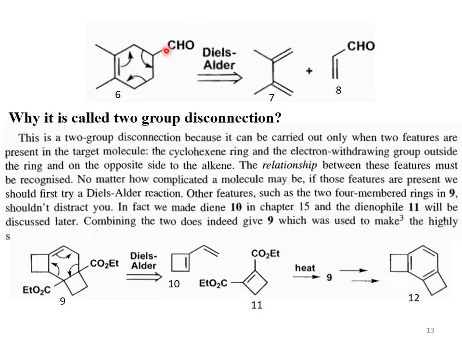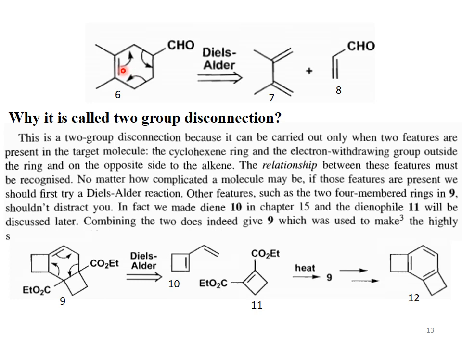Start drawing the arrows from this pi bond clockwise. This sigma bond will move over here, and this sigma bond will move over here. Then we have this type of diene. Each double bonded carbon is attached with a single bond CH3. Electron withdrawing group, and the dienophile: the double bond is in conjugation with the carbonyl formyl group.